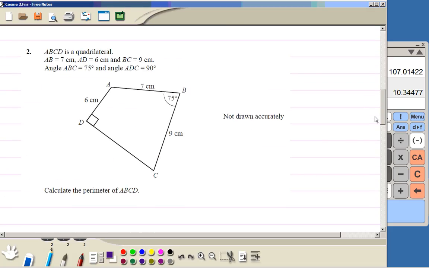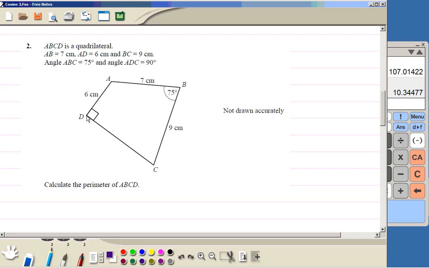Example 2. In order to find the perimeter of this shape, we need to find the length DC. Before we find DC, because we know these two sides and the angle between them, we can find AC by using the cosine rule. So this is angle B, so this is side B. This is angle A, so this is opposite to A, that's side A, and this is side C. To find B, cosine rule: B squared equals A squared plus C squared minus 2AC times cosine of angle B.